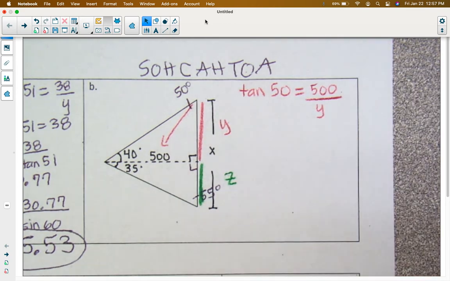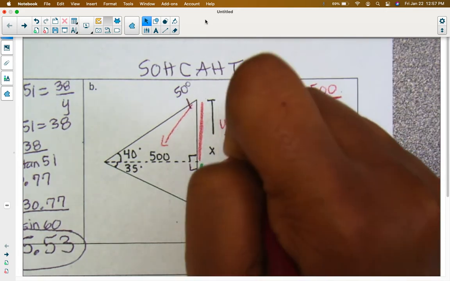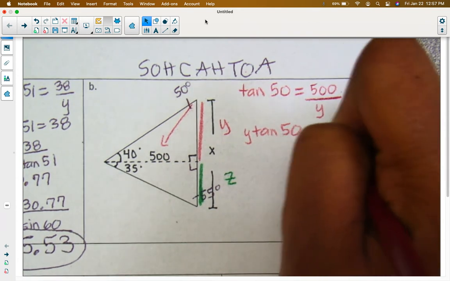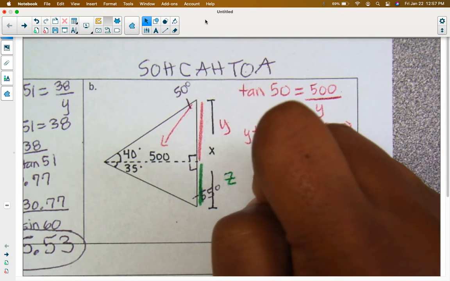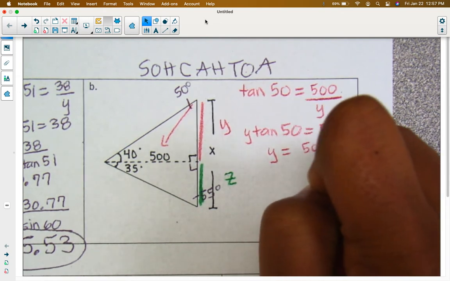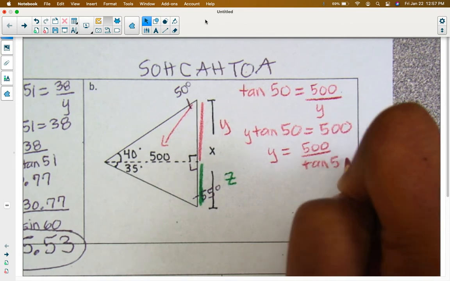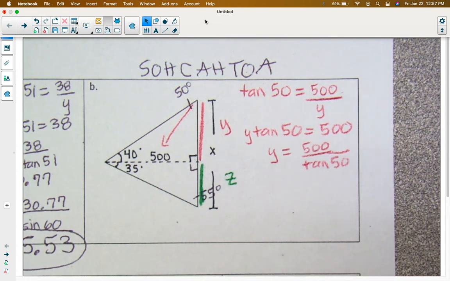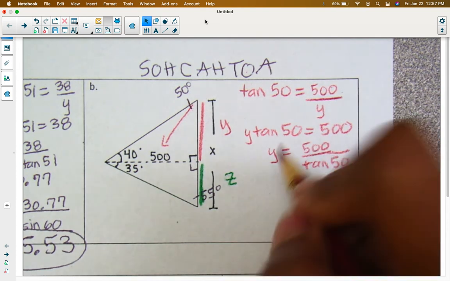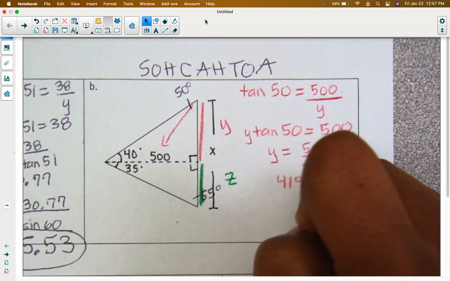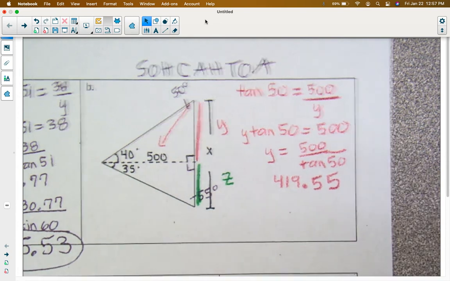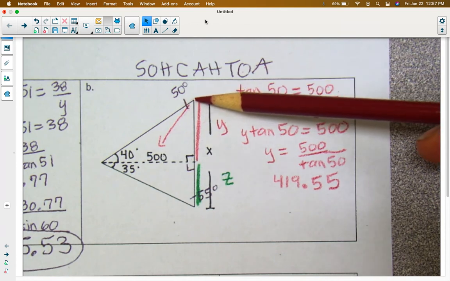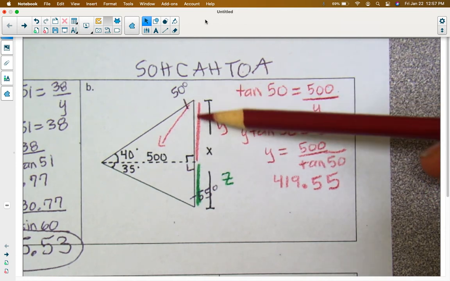All right, we're going to go through, we're going to solve this. Opposite of dividing by y is to multiply. So y tangent 50 is equal to 500. The opposite of multiplying is to divide. So y equals 500 divided by the tangent of 50. So we just solved our equation. So I set up tangent is opposite over adjacent, and I solved for y. We typed that in decimals, and decimals gave me a really big number, 419.55. But that's okay. So this is the length of this section from here to here. So what I have highlighted in the red.